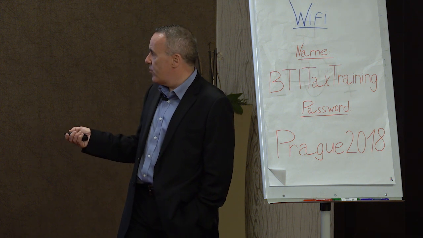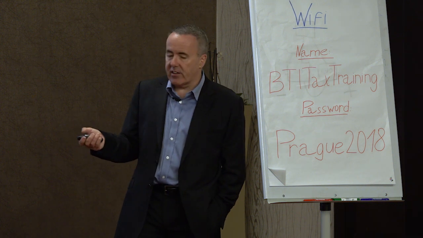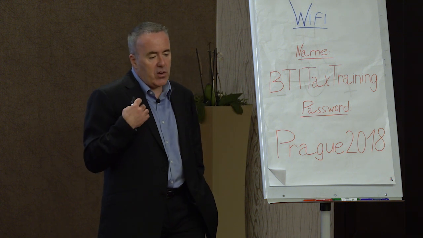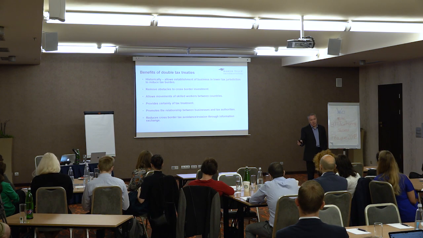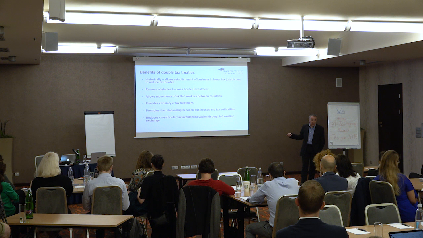The treaty can also provide for certain information exchanges. It can provide for certain points of interaction between businesses and the tax authorities of the jurisdictions who are signatories to the double tax treaty. And in that way, it can help with tackling evasion and offshore cross-border avoidance.